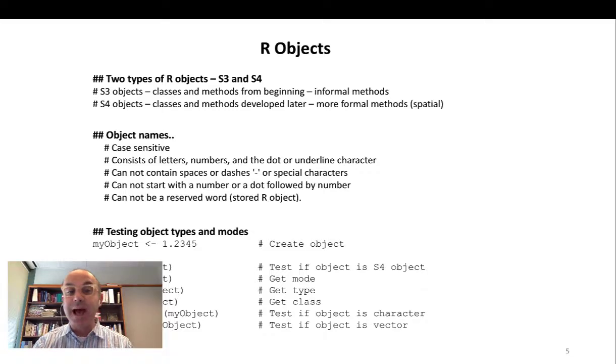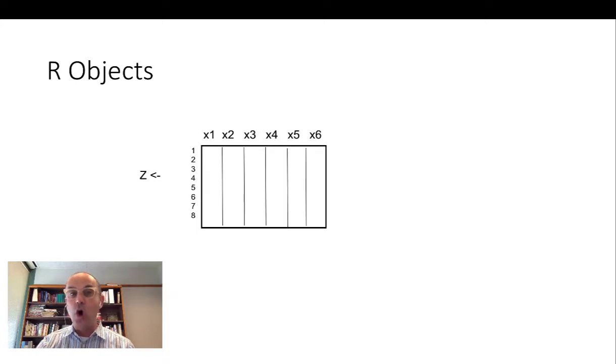So, testing an object's type and mode. I have my object, a container that holds 1.2345, which creates an object. And if I call is on my object, it will treat it as an S3 object. To get the mode, I will call mode on my object. Or to get the class, you can just call class on my object, and it will return S4. So again, this is the terminology that we are talking about with regard to objects.